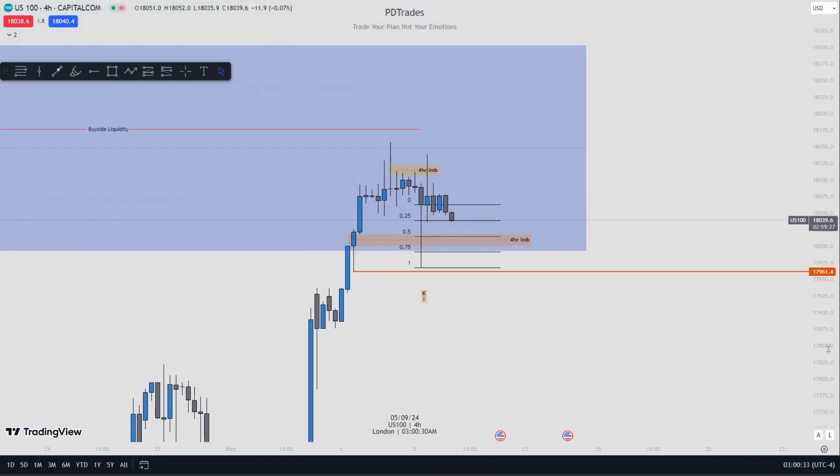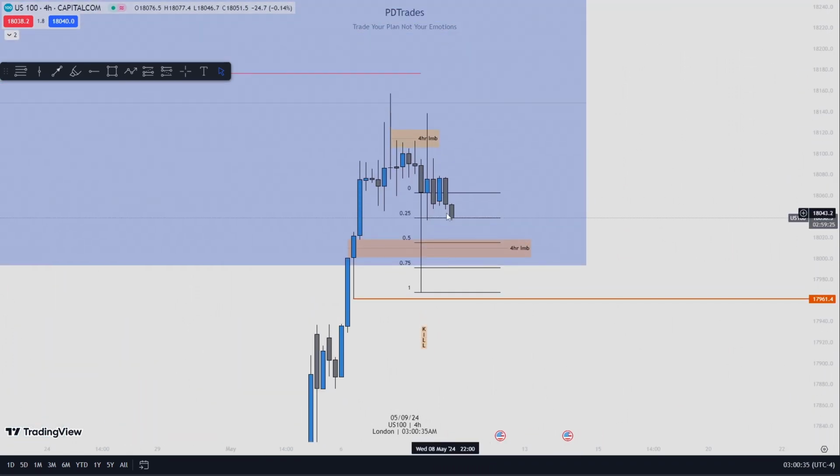So I already found my areas. I'm expecting, if it really wants to buy, at least a rejection inside of this area here, then use the news to push price to the buy side. I don't know. Only price will tell me whether it wants to buy or sell. You understand?